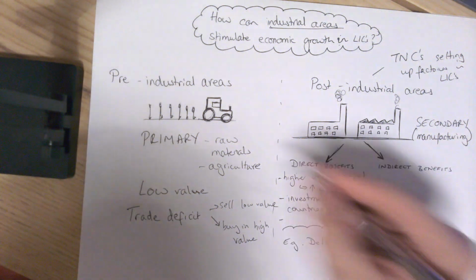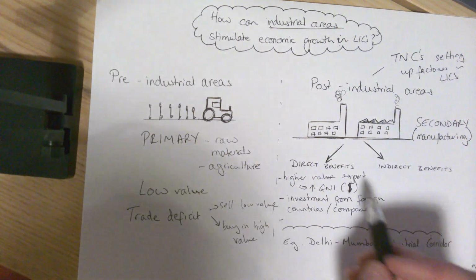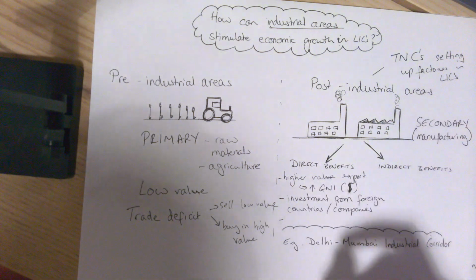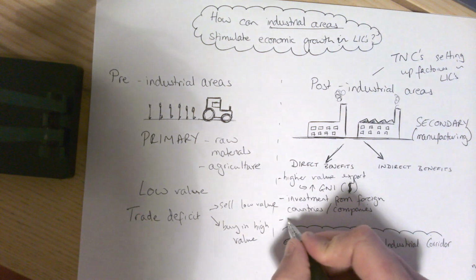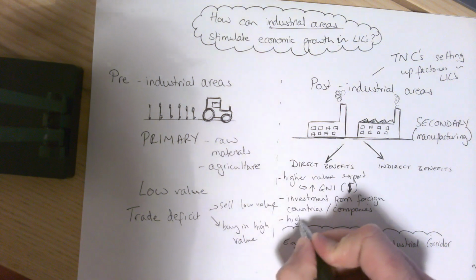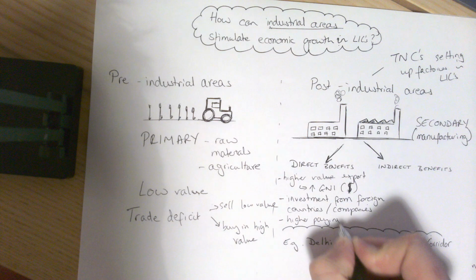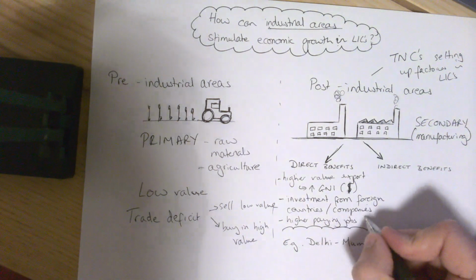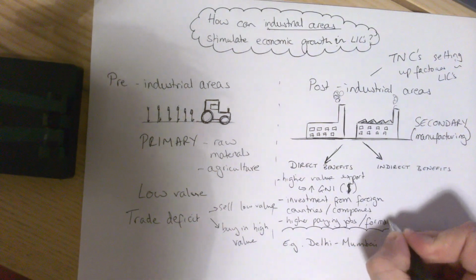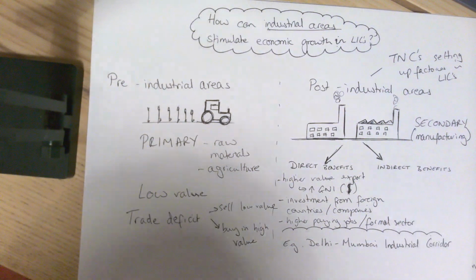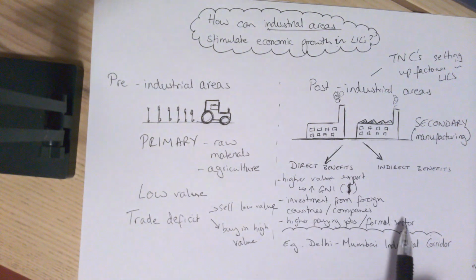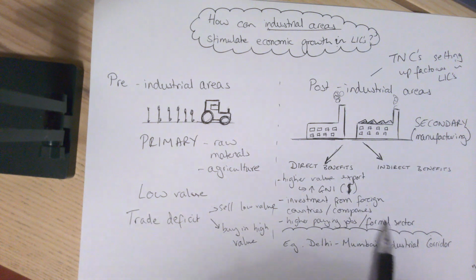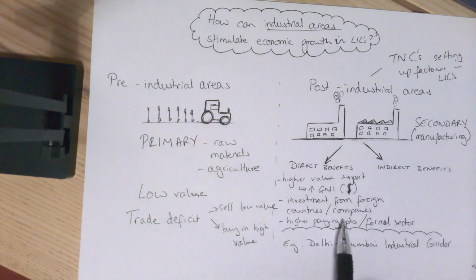On top of that as well, these secondary jobs, these jobs in manufacturing working for these transnational corporations, are higher paying, but also are likely in most cases to be formal sector jobs. Now, why this is important is firstly for the individuals. Formal sector jobs means there's greater job security for people, and higher wages means they're going to improve their own quality of life by being able to afford a better diet, afford medicine, afford clean water and so on.